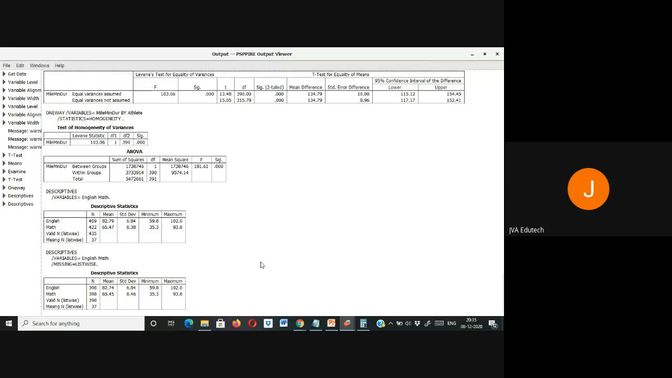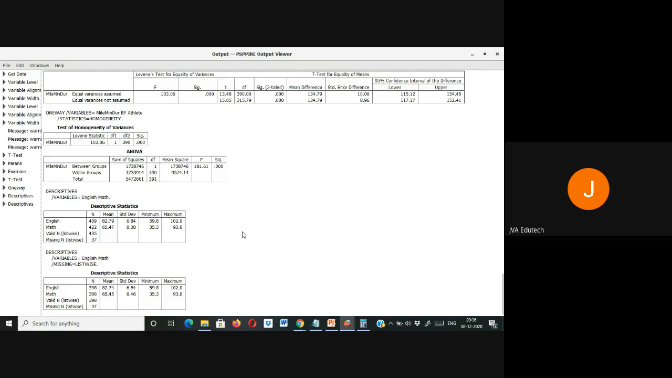Now this will give you only preliminary information: the minimum score in English was 59.8 and the maximum was 102. However, this 102 is an outlier if you see. It could not be the case because the maximum score is 100 only. So you can write that there might be some outlier. Then in math, the minimum score was 35.3 and the maximum was 93.8, and the mean score was 65.45.